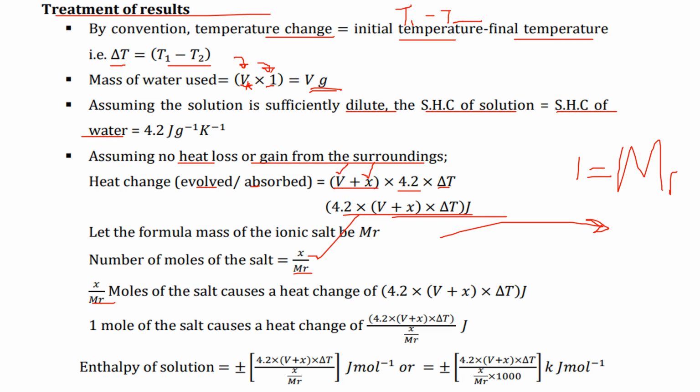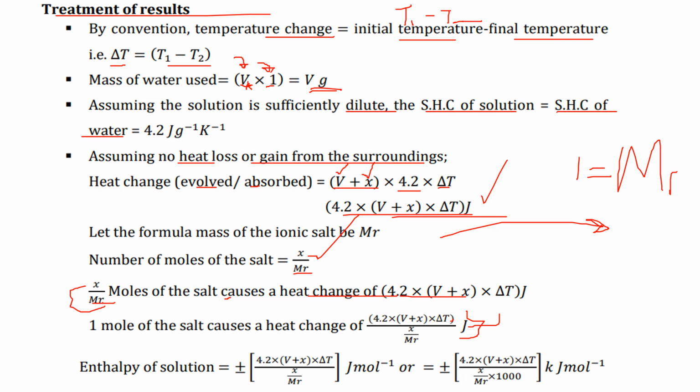So these moles of the salt caused a heat change of this. And then what about 1 mole? Because we want the heat evolved by 1 mole. That is what we call enthalpy of solution. Then what about 1 mole? So we shall divide this expression by this term, and it's going to be this. And further simplifying it is going to be in terms of joules. Further simplifying it, you are going to get this.